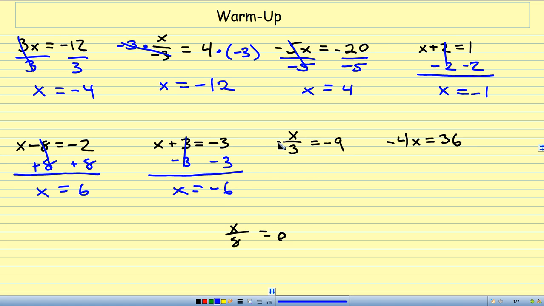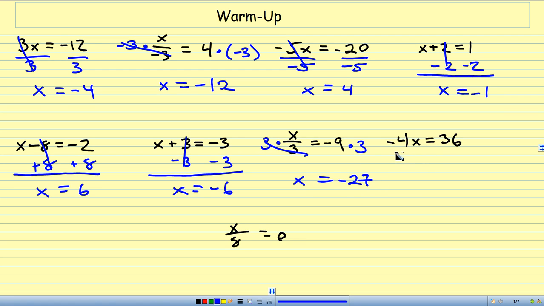x over 3 equals negative 9. Take and multiply both sides by 3. So I'm multiplying by 3. That cancels out. I get x equals negative 9 times 3, which is negative 27.